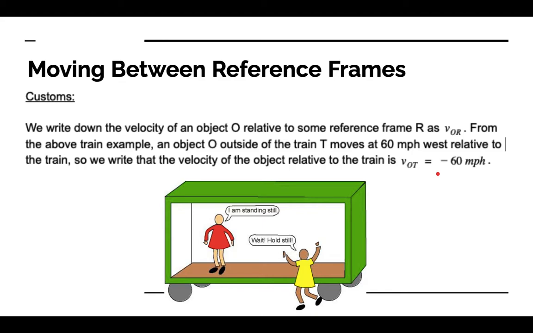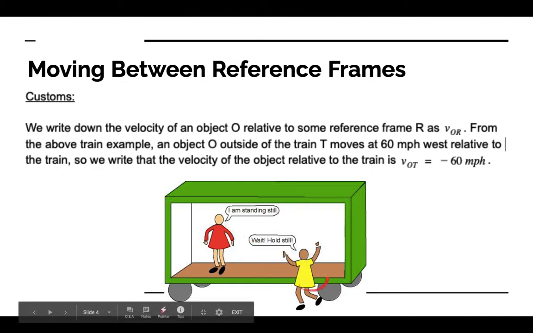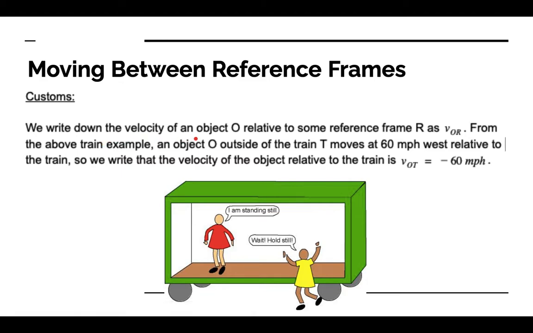So now we move on to moving between reference frames, okay? If you want to determine the speed of the red person relative to the person on the ground, provide some information about their relative speeds, we can proceed as follows. First, we need to write down the customs. We write down the velocity of an object O relative to some reference frame R as VOR, the velocity of O relative to R.